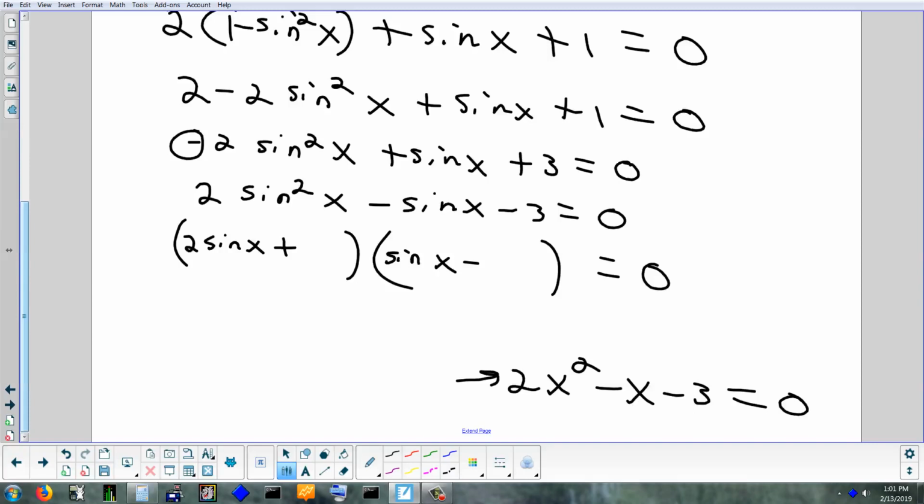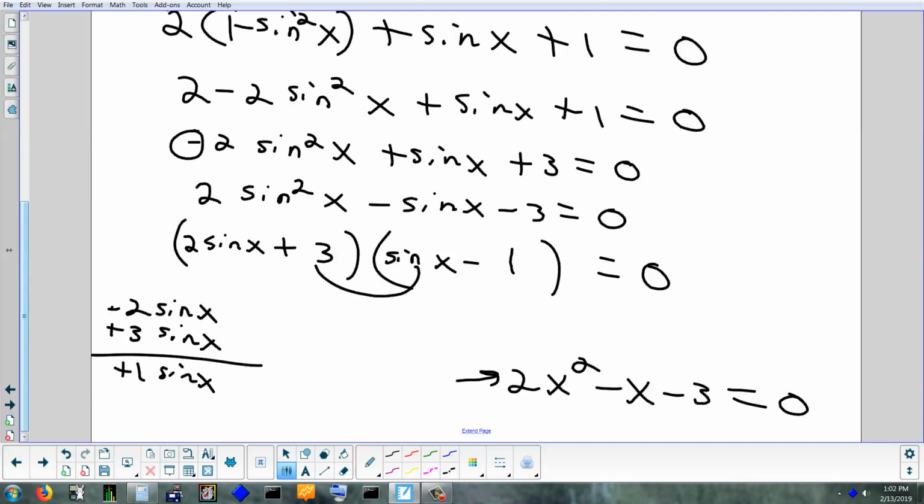Now I need two numbers that multiply to give me 3. And since 3 is prime, the only option for integers would be what times what? Yep. 1 times 3. Let's try 1 and 3. Let's see what happens. So we get 2 sine x times negative 1, that's negative 2 sine. 3 times sine is positive 3 sine. Negative 2 plus 3 is positive 1 sine x.